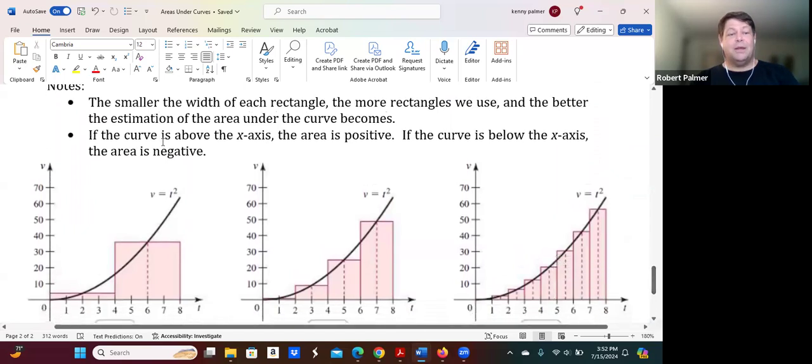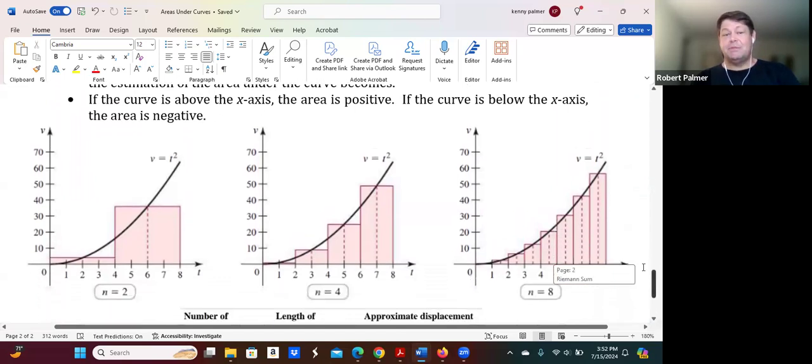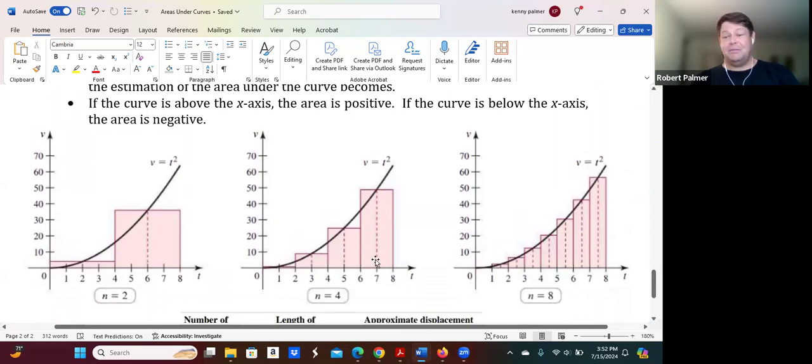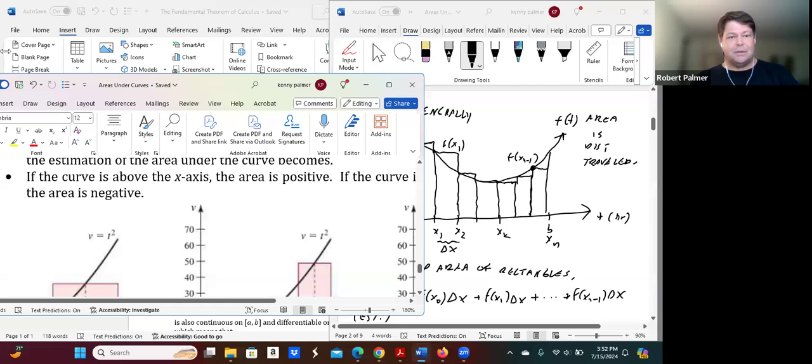And one more thing, we'll do an example like this in a moment. If your curve is above the x-axis, the area is positive. And if the curve is below the x-axis, the area is actually negative. We'll see how that impacts things in a moment. So let's put this back where it was. What else do we do?